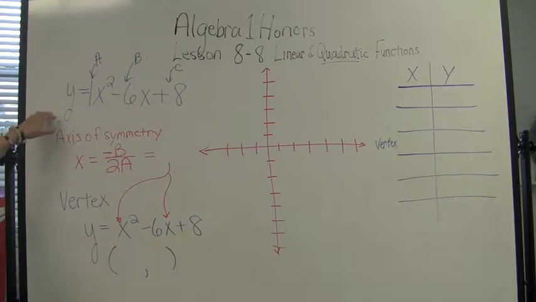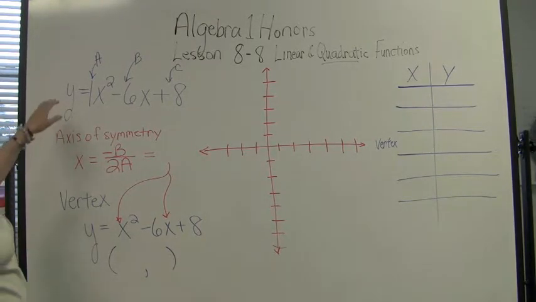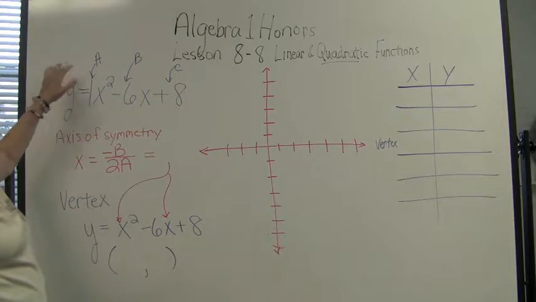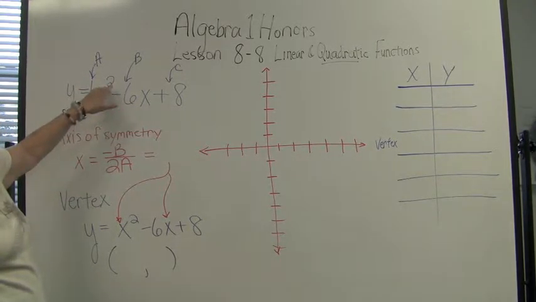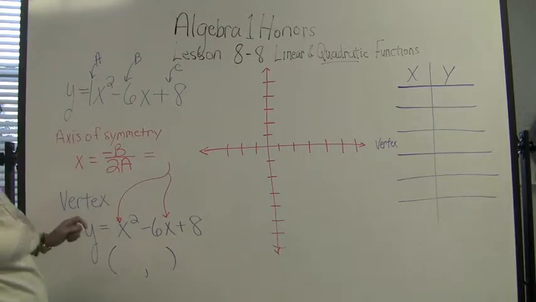Here's an equation, and you can tell you've got a parabola if you have a y term that is linear, has a 1 for an exponent, and an x squared term. Okay, so one term is squared, one's linear.